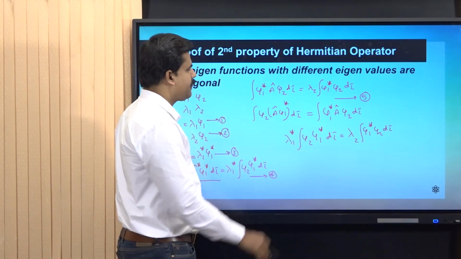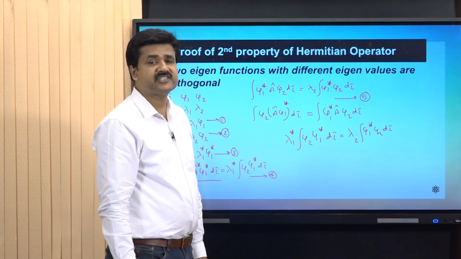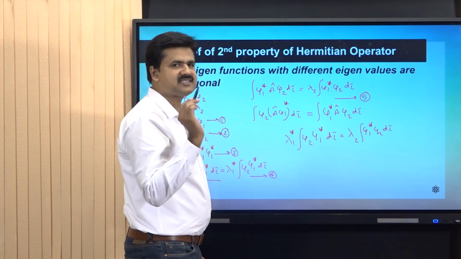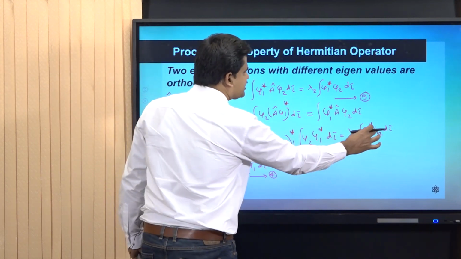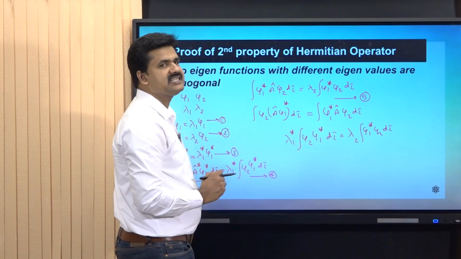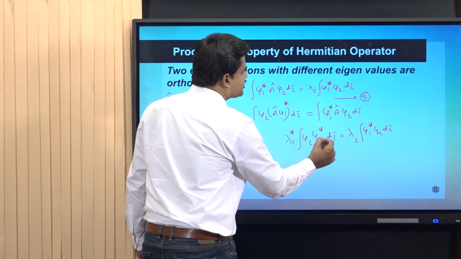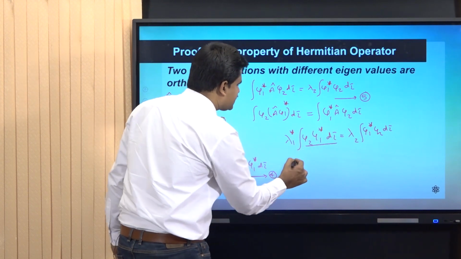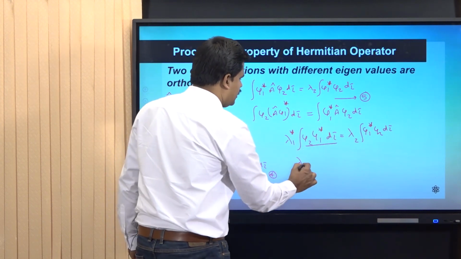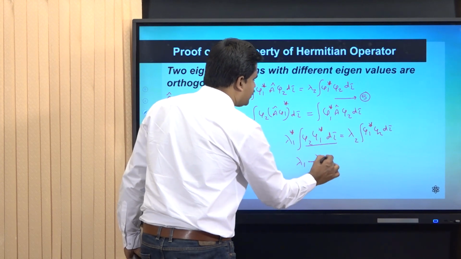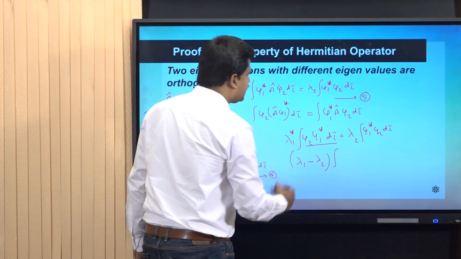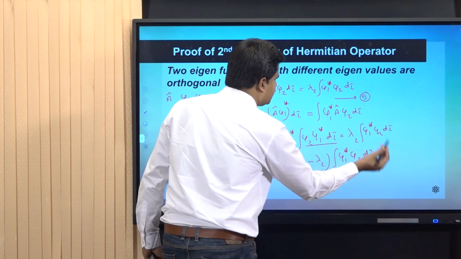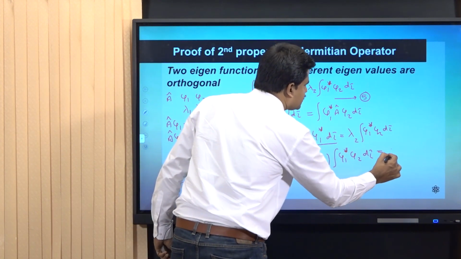It is clear that the eigenvalues of a Hermitian operator are always real. Therefore, lambda 1 star is the same as lambda 1, such that this term can be moved to the left hand side to get a zero relation. The integral of psi 2 psi 1 star d tau is the same as the integral of psi 1 star psi 2 d tau, so I can rearrange these terms: lambda 1 minus lambda 2 times the integral of psi 1 star psi 2 d tau is equal to 0.